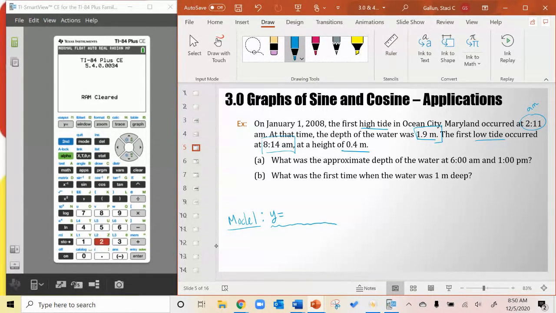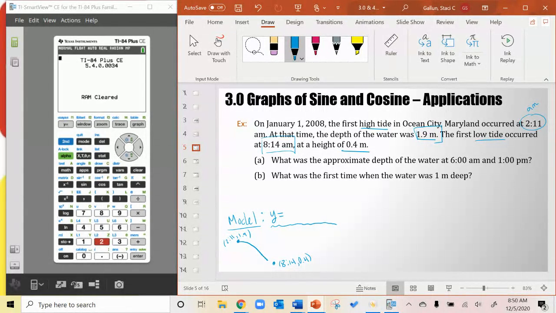So I'm going to think through what's happening here. The first piece of information that I'm given is high tide, right? And so this point right here happens at 2:11 a.m. and it's 1.9 meters. Some hours later, we get to low tide, right? And that's at 8:14 a.m. and that's 0.4 meters.